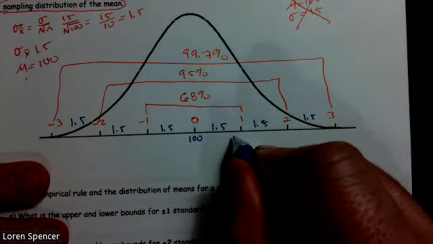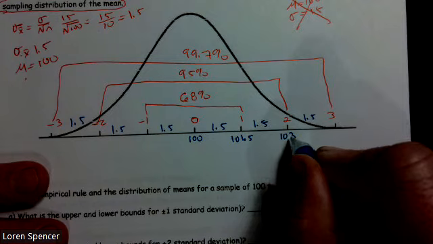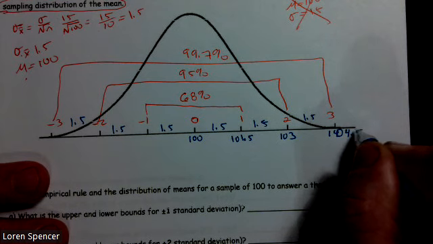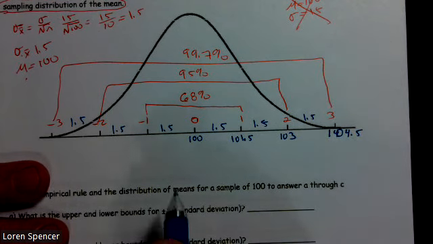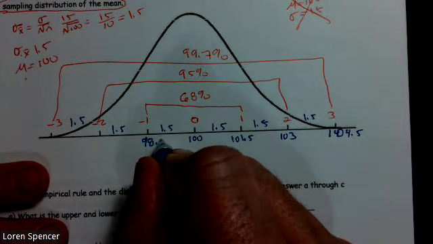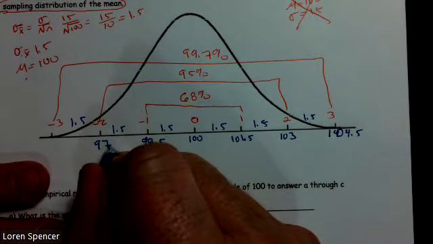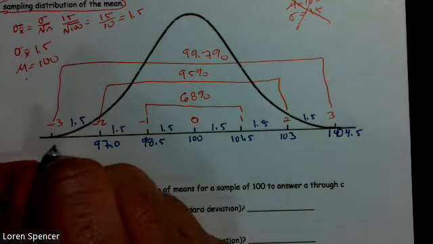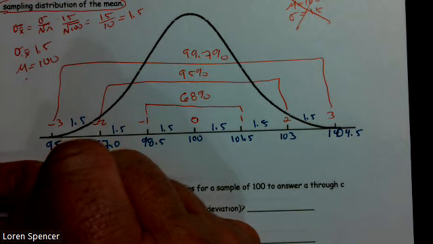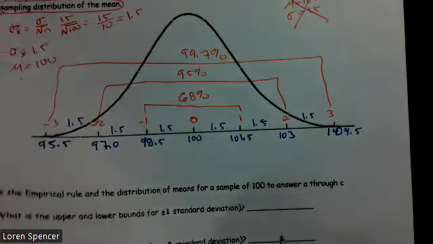So we end up going 101.5, 103, and 104.5, adding 1.5 as we go up, taking away 98.5, then 97, taking away the next 1.5 is 95.5. So earlier when we did this, we had a standard deviation of 15.